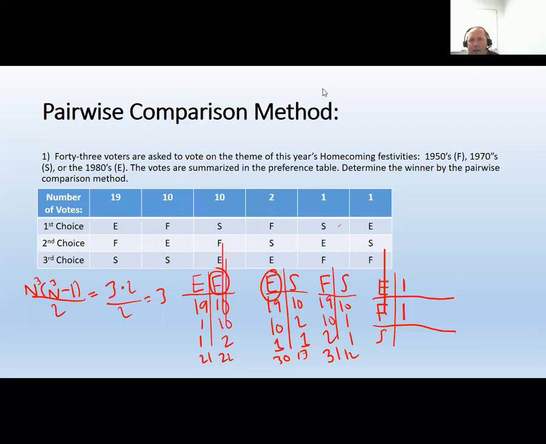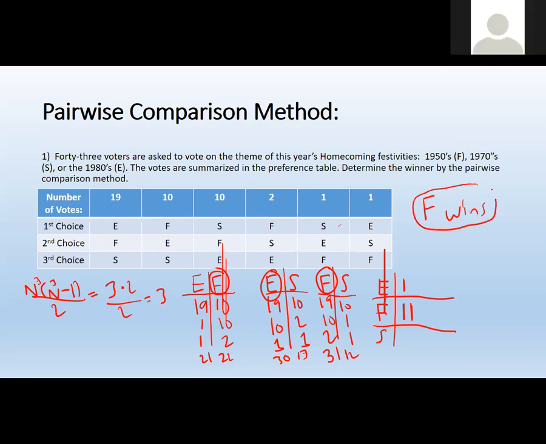Got something in the chat here. Yeah, because basically F just won this head-to-head matchup with S, and so now F gets another point. Once you've done all the head-to-head matchups, whoever has the most points in the running tally wins. So F wins the pairwise comparison method there.